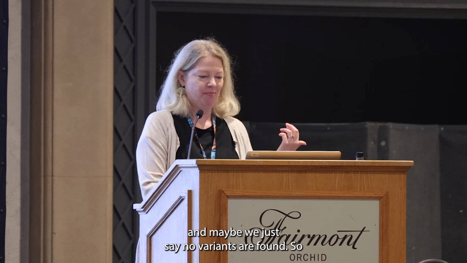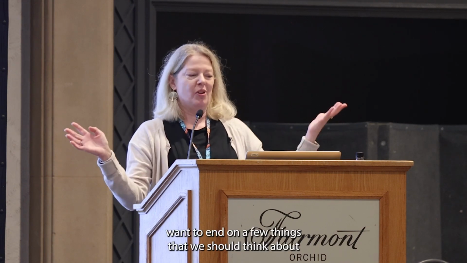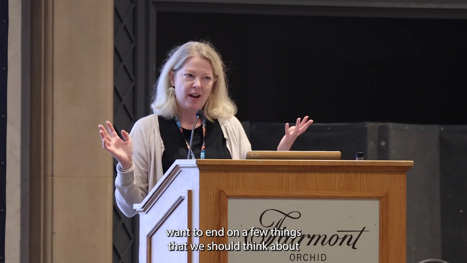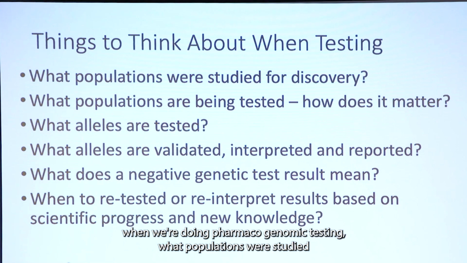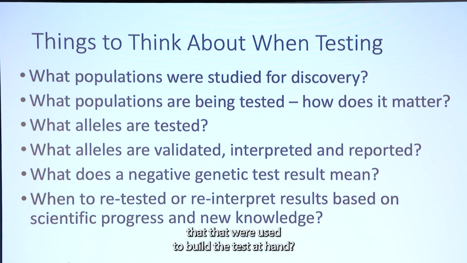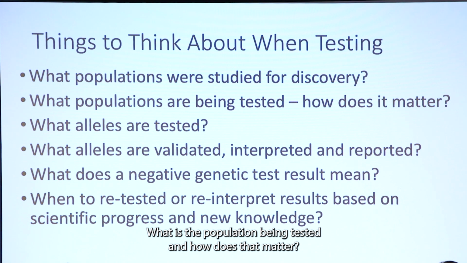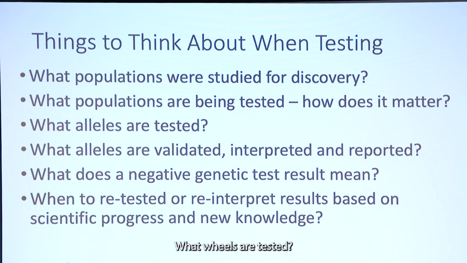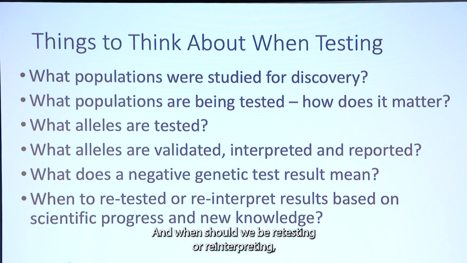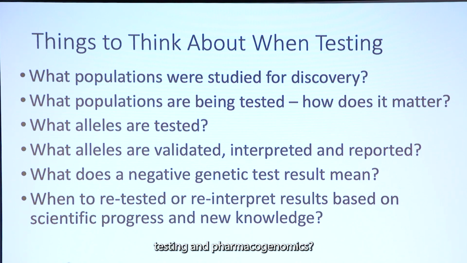So I just want to end on a few things that we should think about when we're doing pharmacogenomic testing. What populations were studied that were used to build the test at hand? What is the population being tested? And how does that matter? What alleles are tested? How are these validated, interpreted, and reported? What does a negative genetic test really mean? And when should we be retesting or reinterpreting testing in pharmacogenomics?